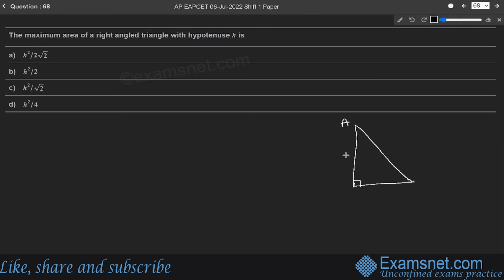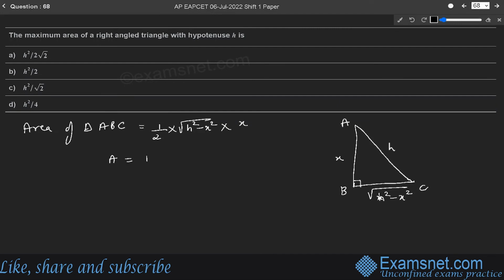Let us name it A, B, and C. It has hypotenuse H. Let this be X. So the base will be under root of H square minus X square. We know that the area of triangle ABC will be equal to half into base into height. Base is under root of H square minus X square into height is X.